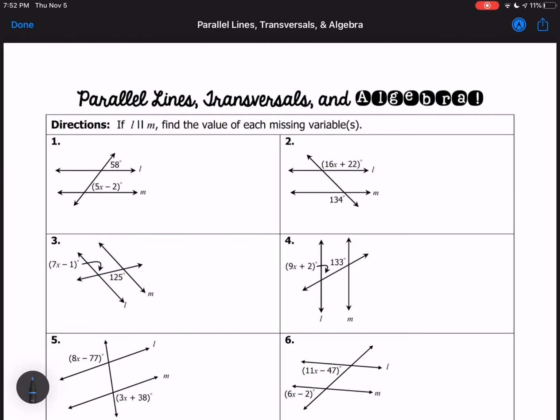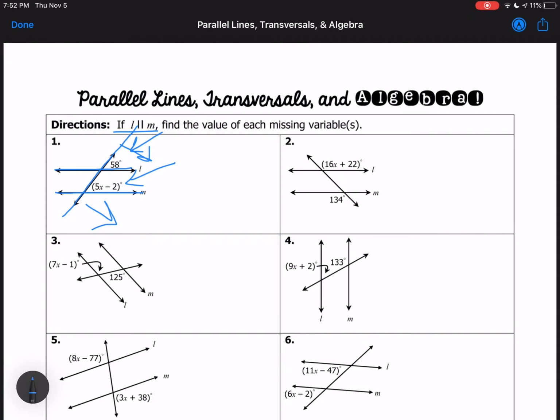remainder of class. So number 1, I have L is parallel to M, so I know these two lines here are parallel. And so this is my transversal cutting through. So I need to figure out what the relationship of this angle here that's 58 degrees is, and then this angle here that's 5x minus 2, so that I can create an equation. And so these are both going to be on the right side of my transversal.